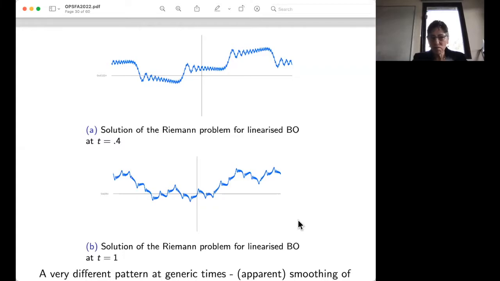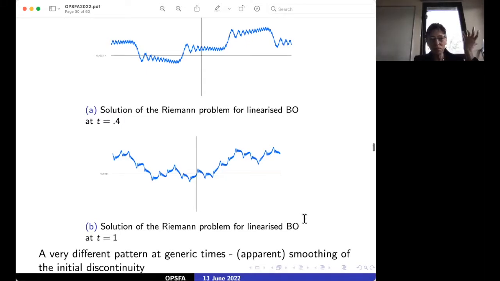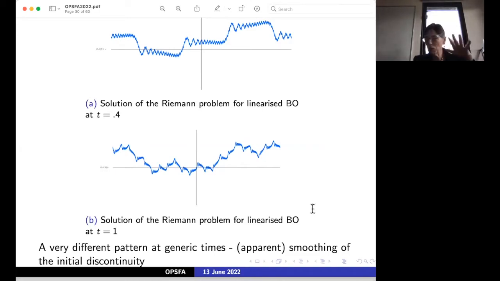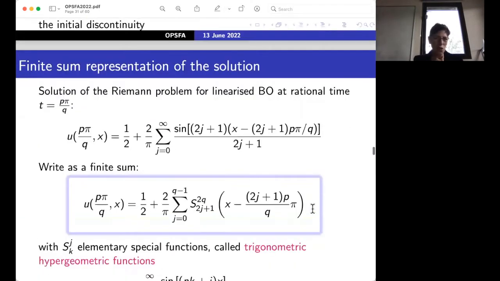No cusps, it looks continuous, it looks wiggly, very much a different pattern and very much seemingly of the same nature as what happens with the polynomial dispersion ones, Schrodinger and Airy. Okay, so there seemed to be something going on. So we tried to understand what was going on.